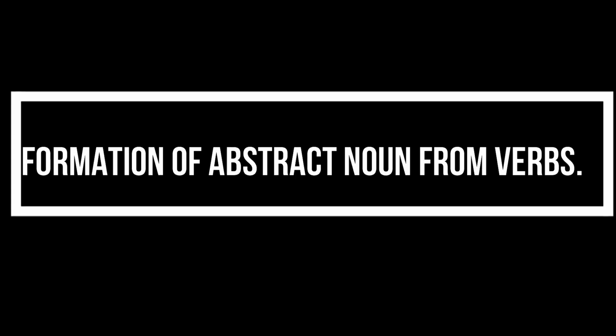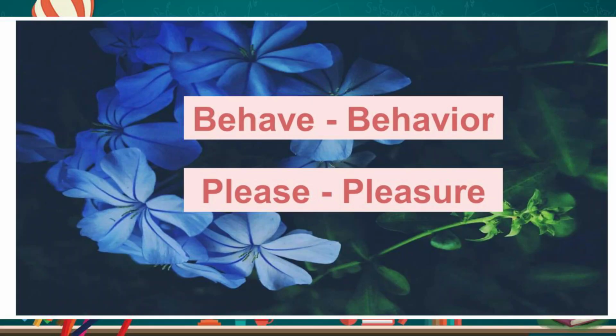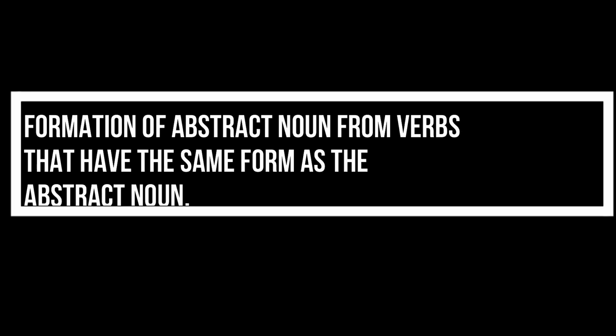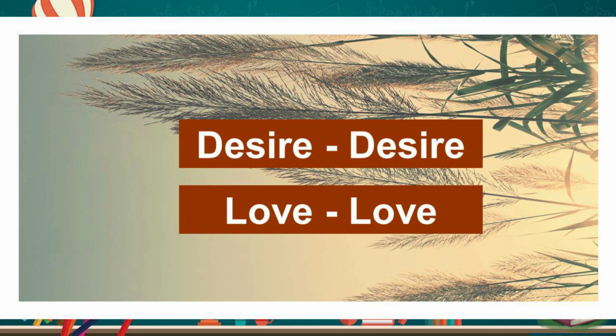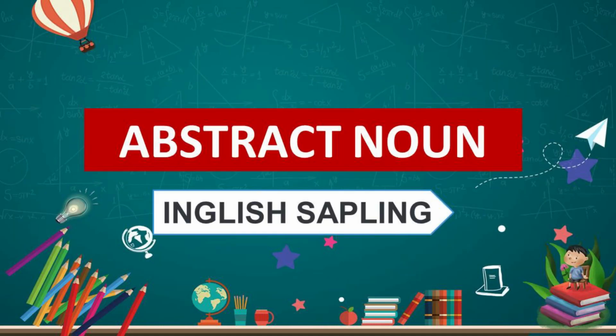Formation of abstract noun from verbs. Behave becomes behavior. Please becomes pleasure. Formation of abstract noun from words that have the same form as the abstract nouns. Desire remains the same, desire. Love remains the same, love. So, this is all about abstract noun. Hope you all understand them.